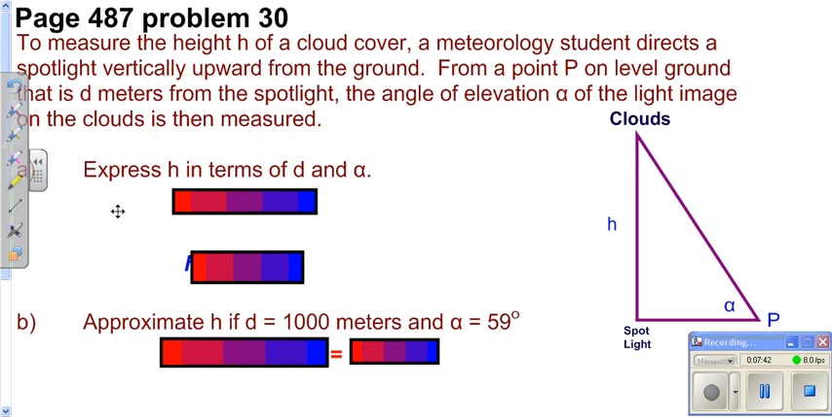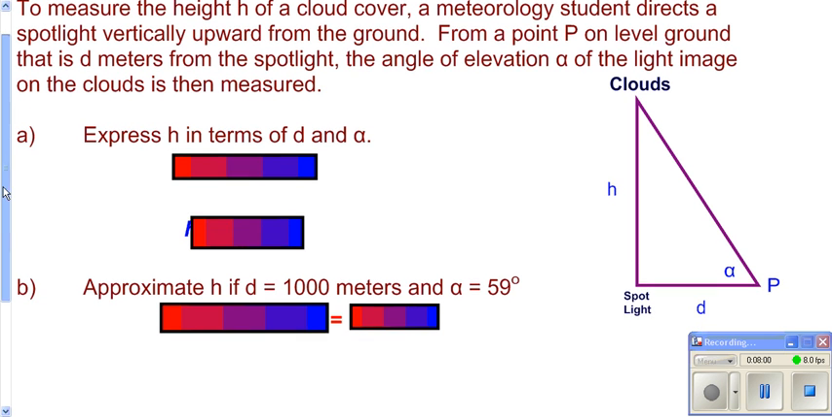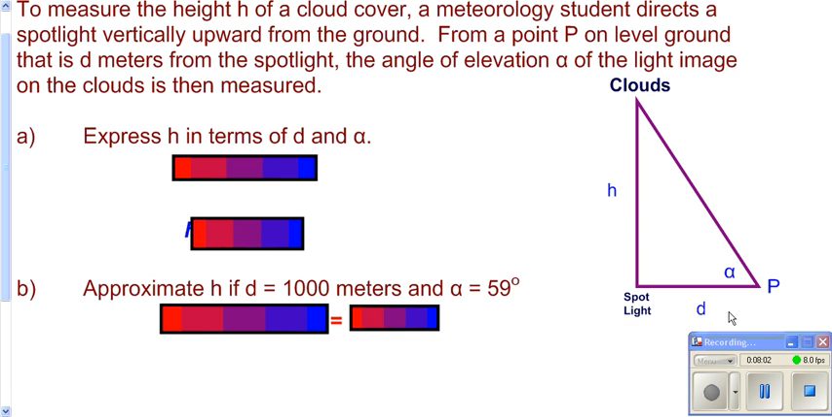Here we have a spotlight that they're using to measure cloud height. So here's your spotlight shining straight up at a cloud. Then you have an observer over here measuring the angle of elevation to get to that. Well, we're d units away. We need to go ahead and express h. That means they want us to solve something for h.